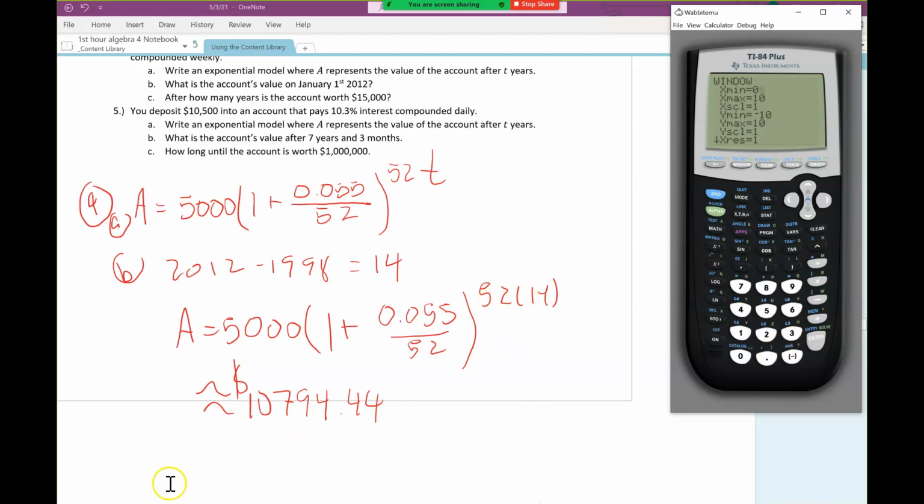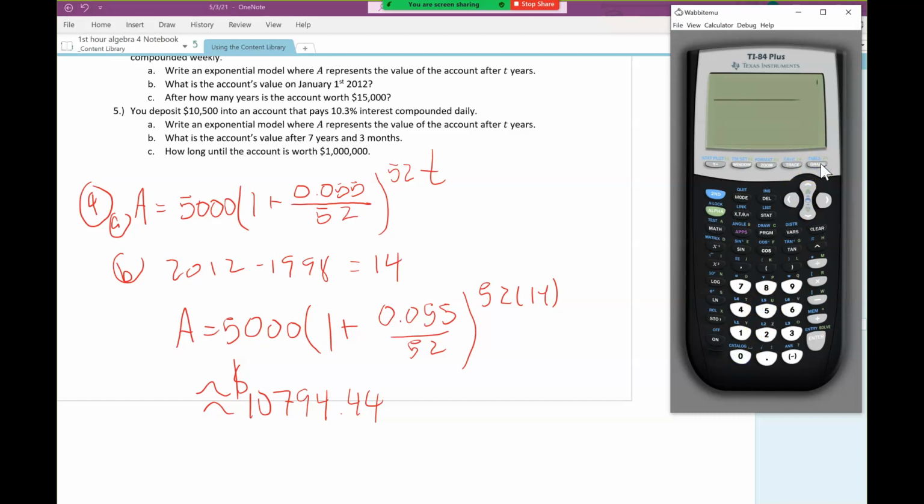After 14 years, it gets to 10,000. I need to get to 15,000, so I'm going to pick like 30 years. I think it'll get there in that time. The minimum value that the account can have is 5,000 since the account value is increasing over time. And the maximum needs to be at least 15,000. I'm going to do 20,000 just because it's a nice round number.